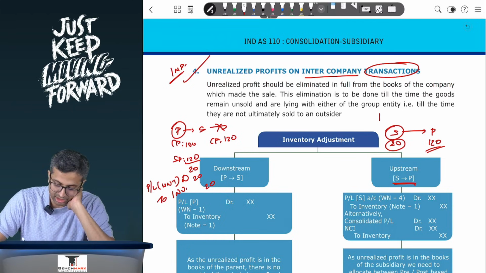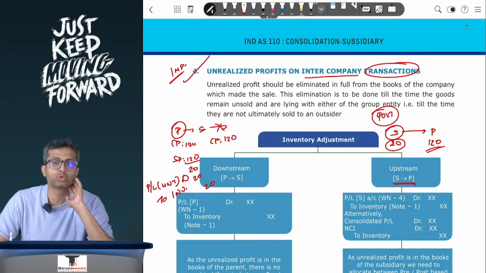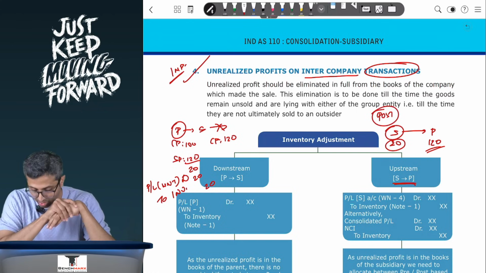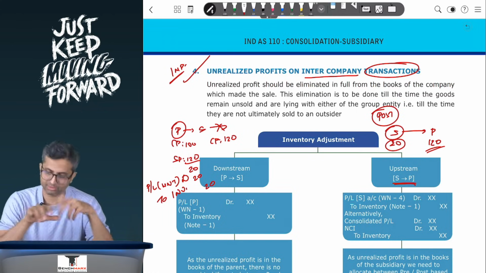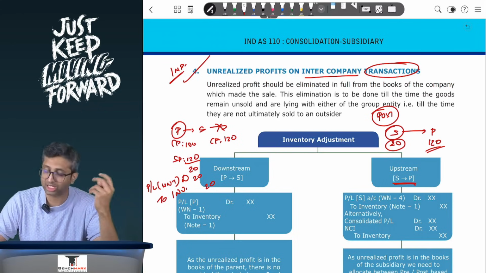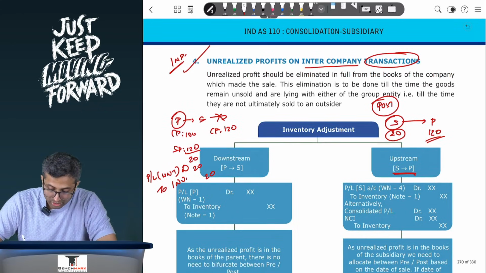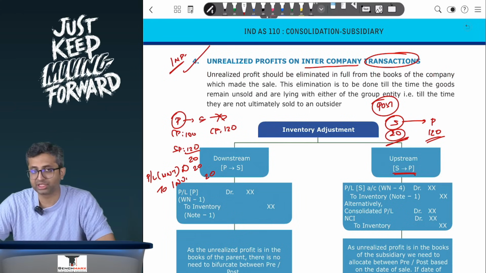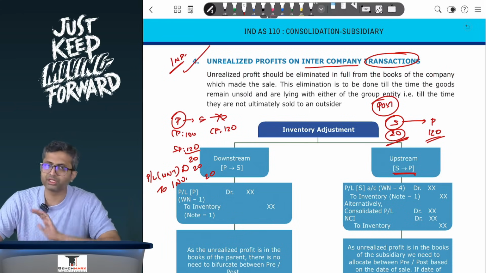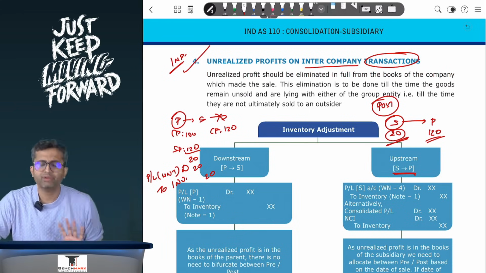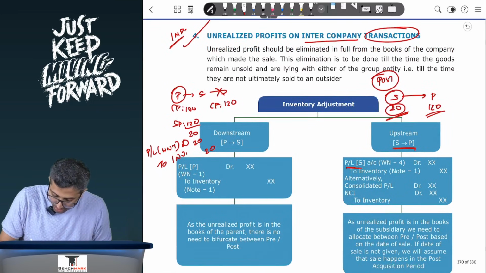If nothing is given, the institute always assumes that the sale happened post the acquisition, and hence you can adjust it against the post-profits. So P&L of the subsidiary account debit, for example, 20, to inventory, because the parent's inventory is overstated by 20. Now this 20 has to be analyzed. We said if nothing is given, we will assume that this is post-profit, though if the question specifically tells you, we'll adjust it against the pre-profit as well. So P&L of the subsidiary account debit to inventory.